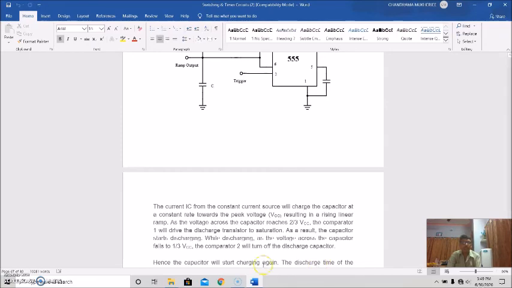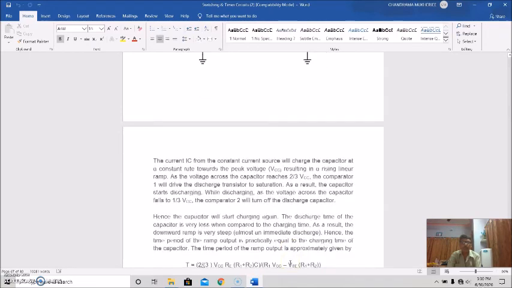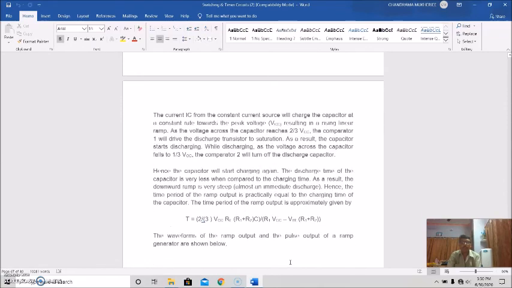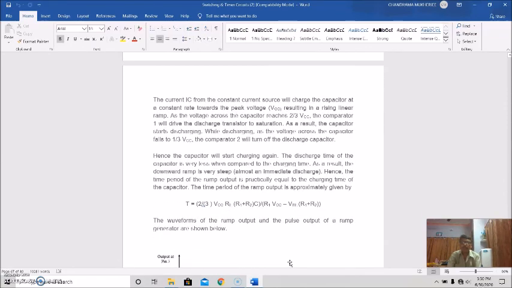While discharging, as the voltage across the capacitor falls to 1/3 of VCC, comparator 2 will turn off the discharge transistor, and the capacitor will start charging again. The discharge time of the capacitor is very less when compared to the charging time, and as a result the downward ramp is very steep, almost an immediate discharge. Hence the period of the ramp output is practically equal to the charging time of the capacitor, and the time period of the ramp output is approximately given by this equation.